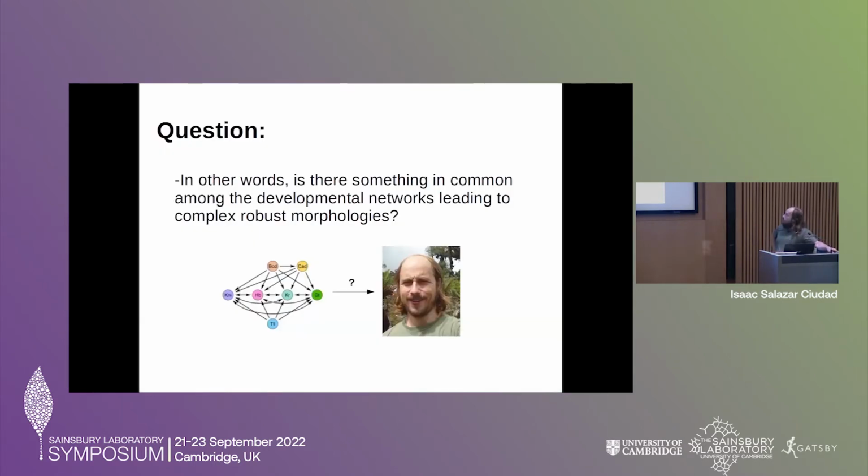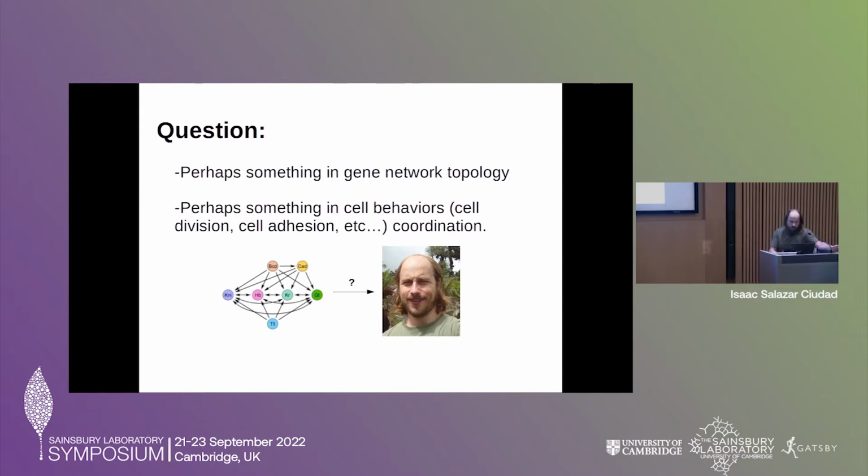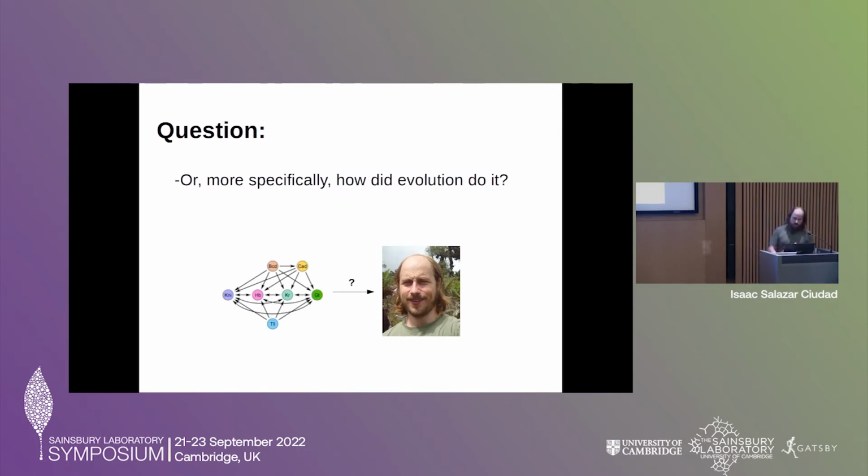So the question is, is there something in common among the developmental networks that can actually lead to complex robust morphologies? Perhaps something about the gene network topology, perhaps something about the cell behaviors involved or how they get coordinated. Can we acquire some general principles about how gene networks should be constructed? Or more specifically, how did evolution do it? Because I'm not an engineer, I don't want to understand how to do it. I want to understand how it has been done.